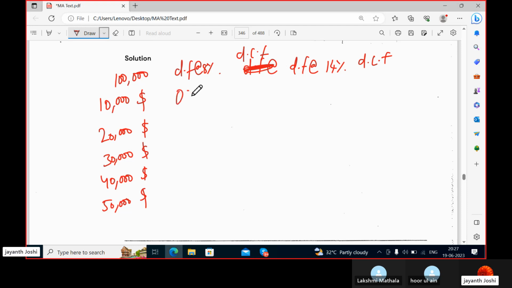So 0.9259, 0.8573, 0.7938, 0.7350, 0.6805. Okay, these are the discount factors. Now we will multiply and find out the discounted cash flows.